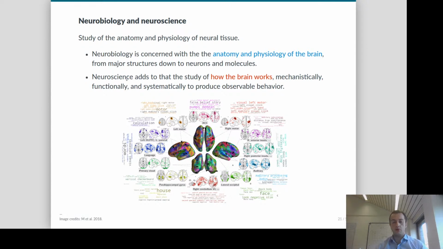Okay? So both of these approaches, cognitive science and neuroscience, I would say, have the same goal. You want to understand how we are able to think as humans. Okay, they just take two different paths, but their goal is the same.